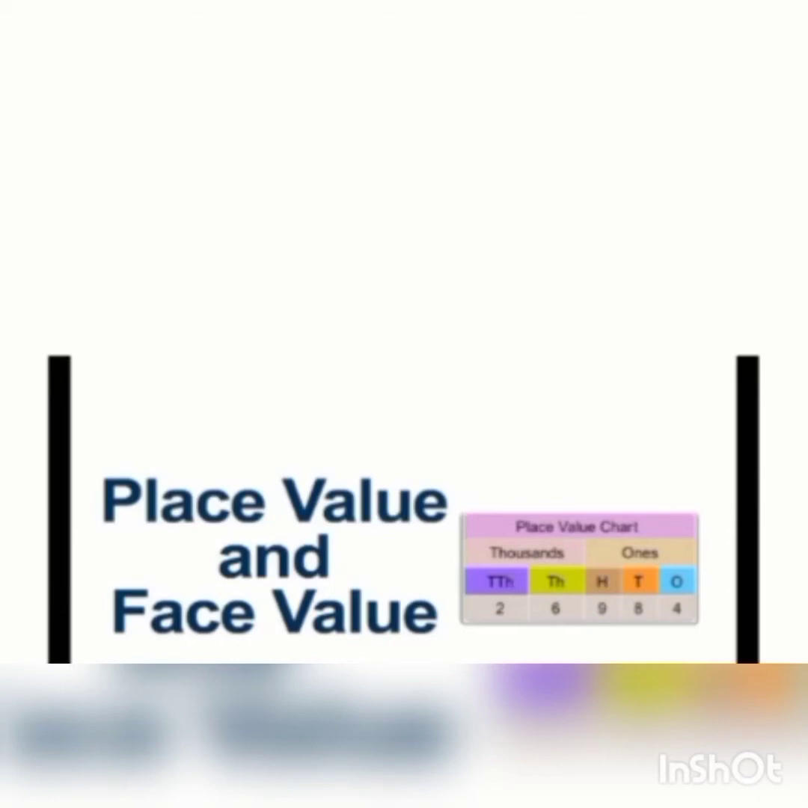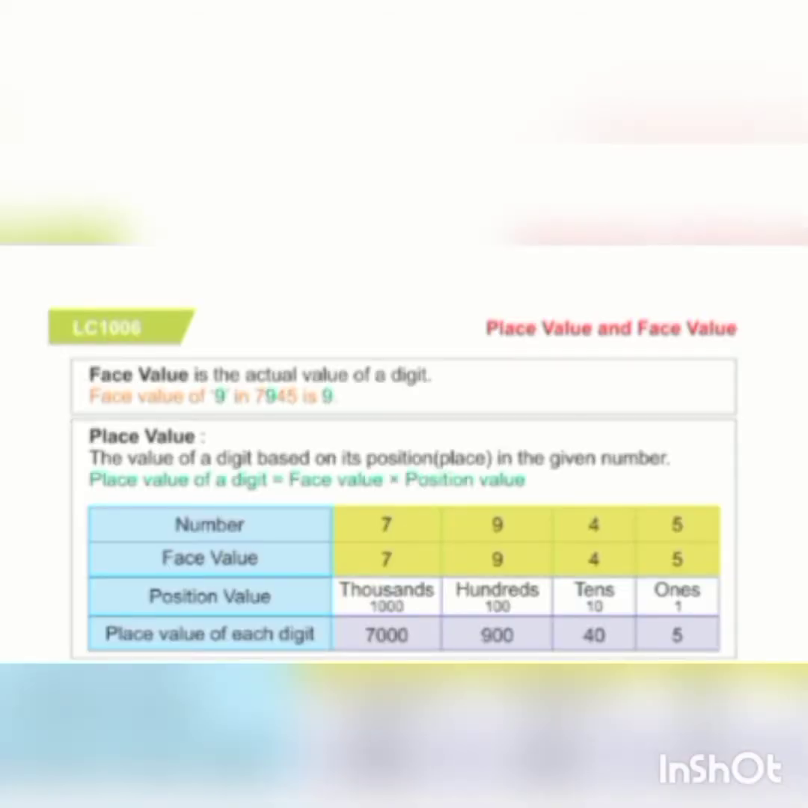Let's move towards the place value and face value. Here is the definition of face value and place value. The definition is: face value is the actual value of a digit. It means that the face value is the value of the digit in a number. As we know, every number has digits, so the face value of a digit in a number is the value of the digit itself. This value is the same wherever it is placed in a number. For example, in the number 7945, the face value of 9 is 9.